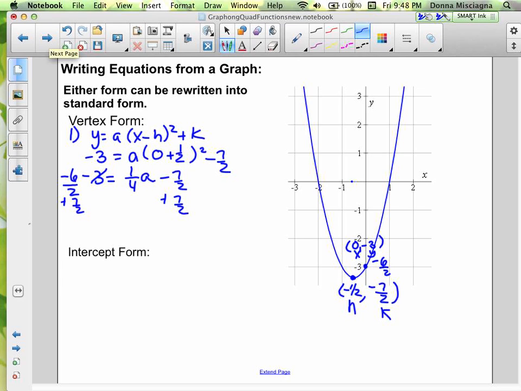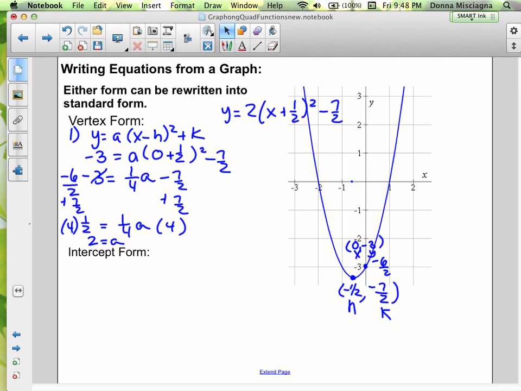So that gives us 1/2 equals 1/4 a. And now if we want to isolate a, we're going to have to multiply by the reciprocal. So we're going to multiply both sides by 4. So half of 4 is 2. All right, so 2 is equal to a, and that means our equation in vertex form is going to be y equals 2x, so minus a negative 1/2, that's going to be plus 1/2 squared, and then minus 7 halves. I feel pretty good because we got a nice number. Maybe we did a really good job estimating.